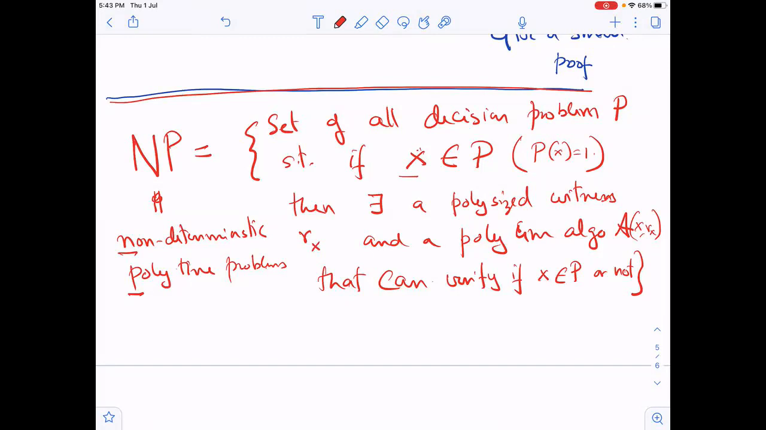You have heard of this NFA, non-deterministic finite automata. What is that? You guess the path, and verify whether the path actually is the correct path or not. This witness is the guessing. These are the things in which you can guess correctly, then you can verify whether that correct guess is correct or not.